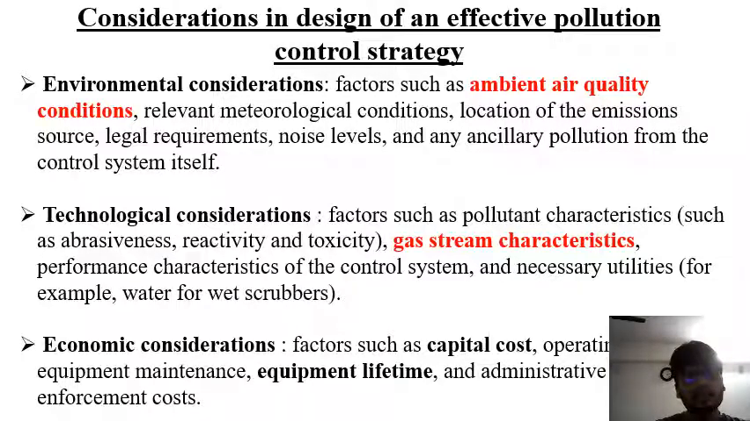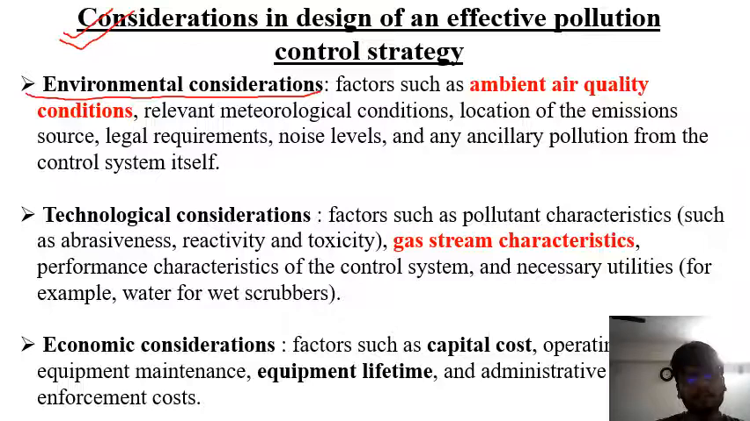The first step, as we have seen in the previous slide on considerations in the design of an effective pollution control strategy, is environmental considerations. Environmental consideration includes factors such as ambient air quality conditions, relevant meteorological conditions, location of the emission source, legal requirements, noise level, and any sort of pollution from the control system itself.